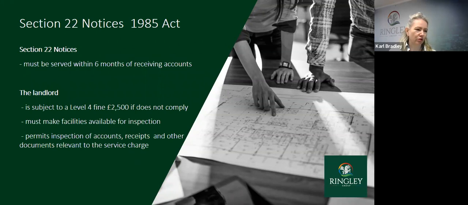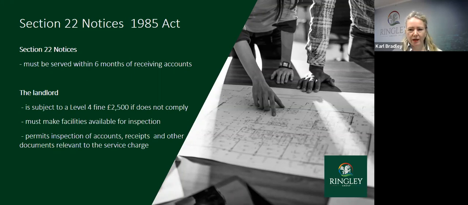There is, of course, a fine if the landlord doesn't produce either the Section 22 responses or a set of accounts, so it's always good to know. Those fines are a level 4 fine, and they're actually levied by the council as opposed to any other body. So you'd have to report that to your local authority if you hadn't received the accounts you think you're entitled to.